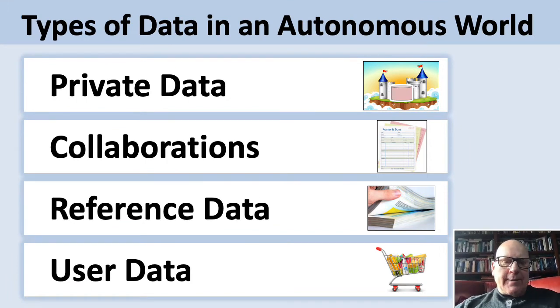Let's talk about the types of data we see in an autonomous world. Well, there's private data that's kept inside of that autonomous boundary of a fiefdom. There are collaborations, which are actually data, the messages and the sequence of messages that flow in and out of the boundary. There's reference data, which is information published from within the fiefdom that then can be used to help with the collaborations. And finally, there's user data, kept private to the emissary, running on the outside, but incredibly useful to implement the collaboration.